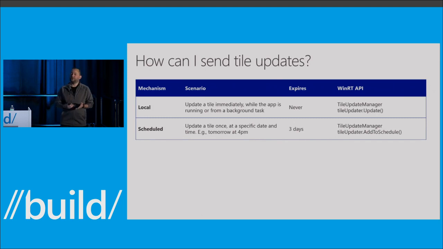You also have scheduled tile updates. Scheduled is really exactly what it sounds like. At a specific date and time, I want this tile to change. And those expire after 3 days because they appear to be time sensitive in the first place. So you can do a schedule, pick a specific time, and TileUpdater.AddToSchedule is how you get to this.